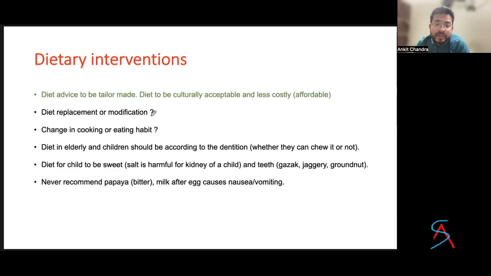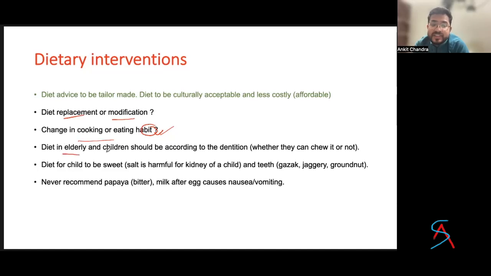You have to think: are you doing a diet replacement or a diet modification? Are you changing their habit? And changing habit itself is a big thing. It takes time. So we have to understand, we have to be very, very careful while the dietary interventions are done.